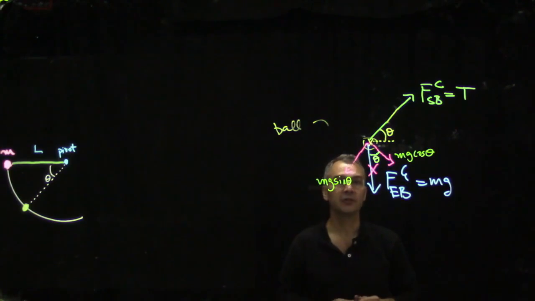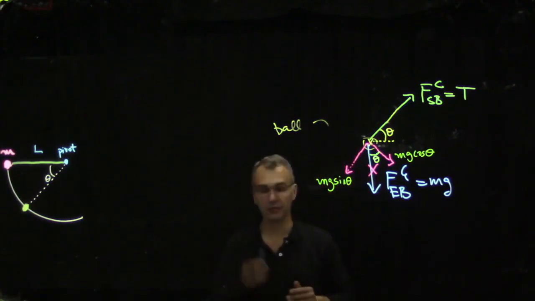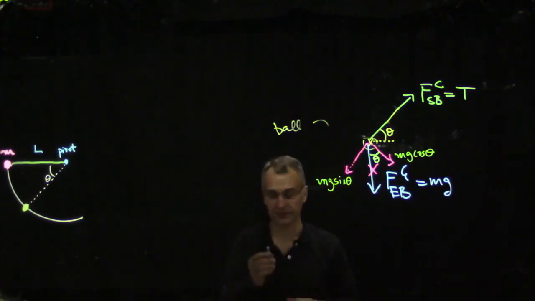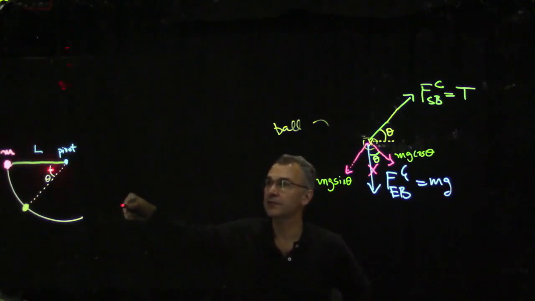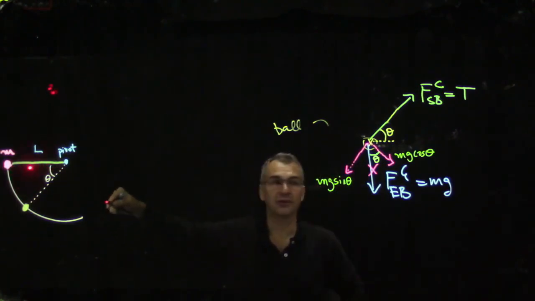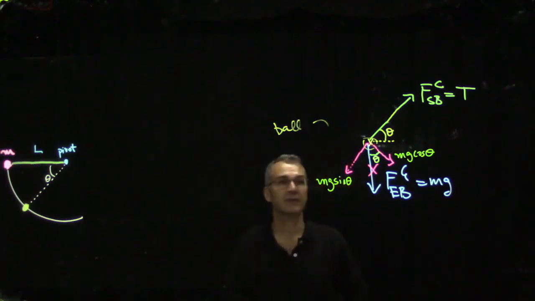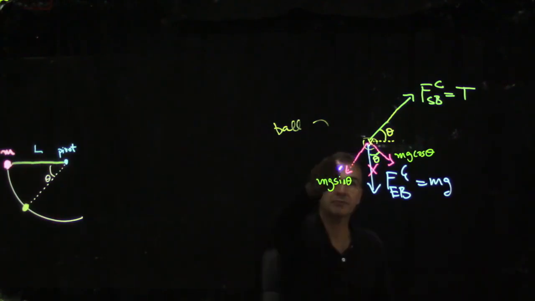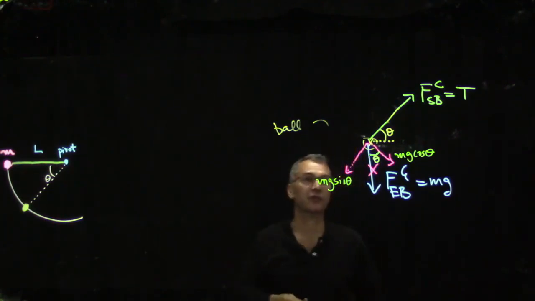One check on that is to notice that when theta is 0, cosine theta is 1 and sine theta is 0. So when theta is 0, the tangential component of gravity is very large, and the radial component of gravity is 0. So that makes sense. And then when theta is 90 degrees, the radial component of gravity is large, and the tangential part is 0. So I think we have this right.